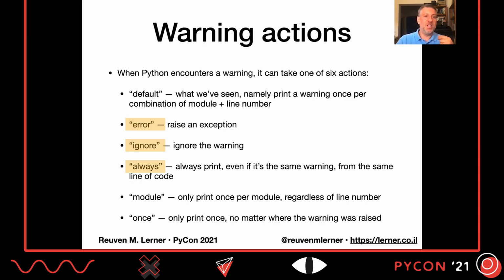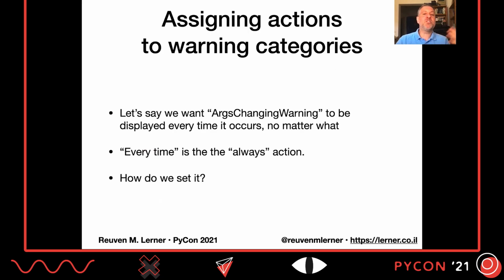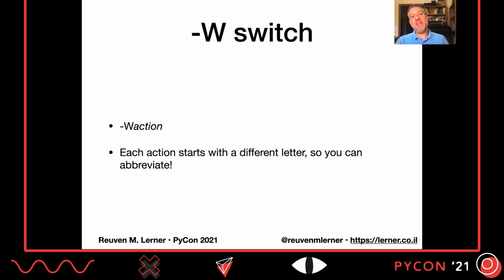So if you want to be really harsh, you can just say, always raise an exception, make an error for everything. For example, let's say we want our ArgsChangingWarning to be displayed every time it occurs, no matter what. That's the always action. So how do I say this warning should be shown always, no matter how often it's raised? Well, from the command line, I can pass the -W option. That switch takes an argument, and that argument is the action we want. So I can say -W always. By the way, each action begins with a different letter, so you can abbreviate to -W a.